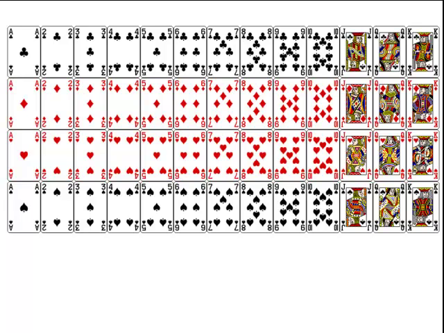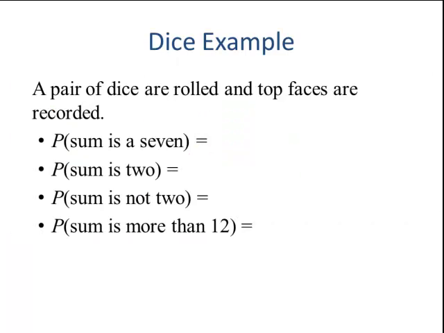Let's look at our next example. A pair of dice are rolled and the top faces are recorded. We want to know what's the probability that the sum is a 7, the sum is a 2, the sum is not a 2, and the sum is more than 12. The sum is a 7. That can happen 6 ways. So we have 6 out of the total number, which is 36. Now if you need to verify this, on the next slide we will have the sample space listed out.